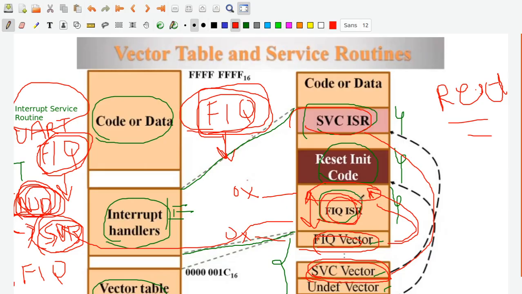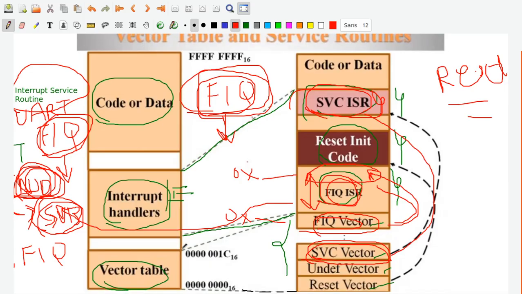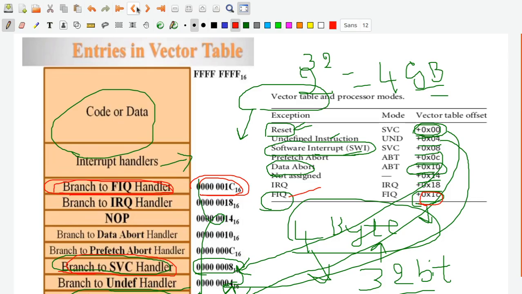Here you have a single instruction, just for the branching purpose. Here you have a set of instructions, and from those instructions you are going to execute whatever actions need to be taken. Similarly, for the undefined exception also you can just observe here. Okay, reset, okay, this is fine.